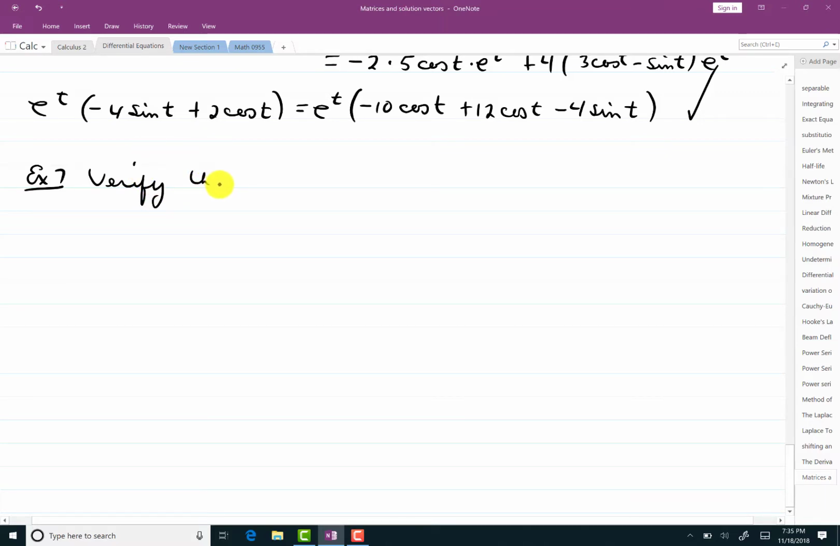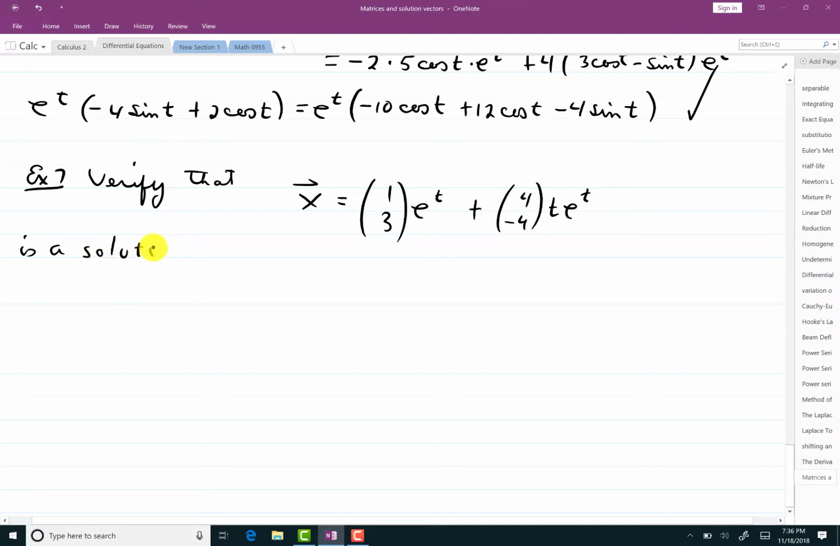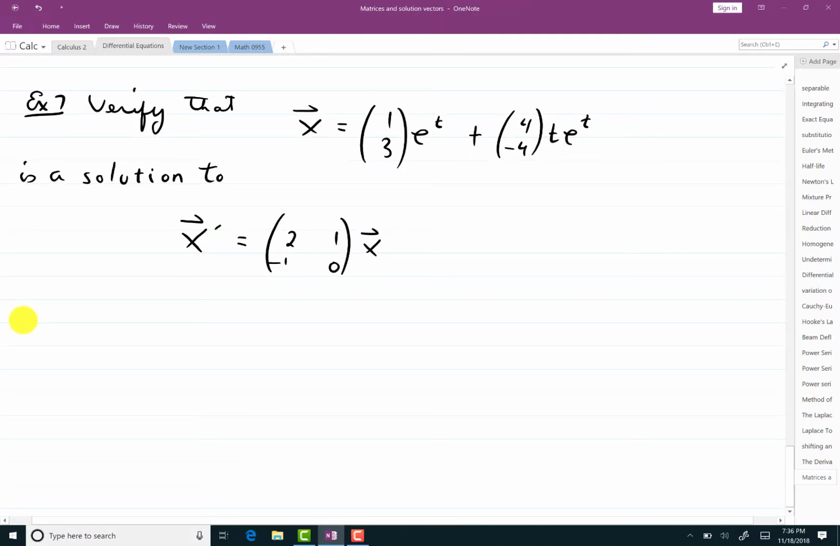Verify that x arrow equals 1, 3 e to the t plus 4, negative 4 t e to the t is a solution to x arrow prime equals 2, 1, negative 1, 0 x with an arrow. Let's take a look.